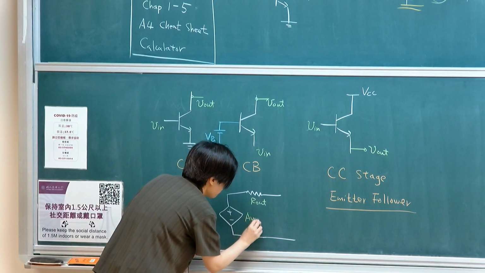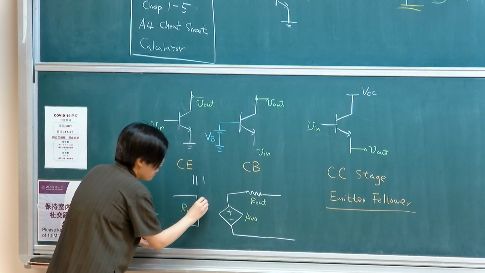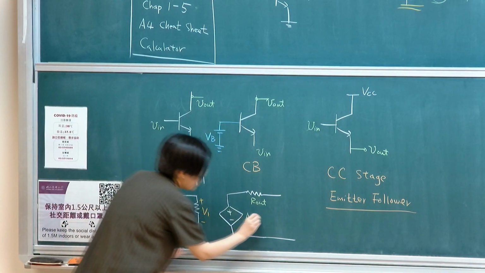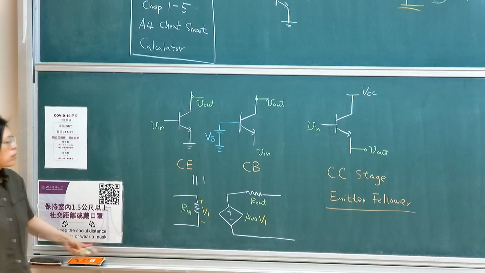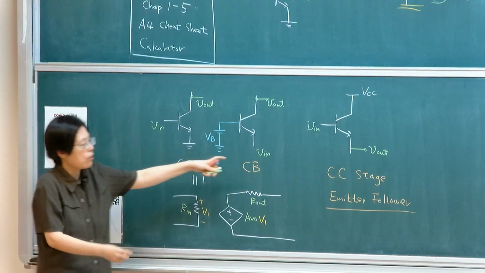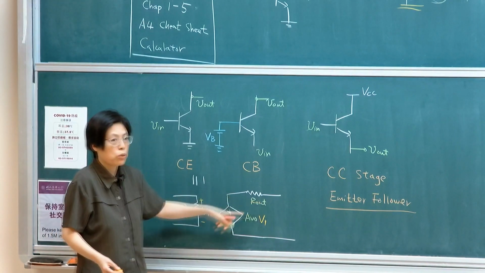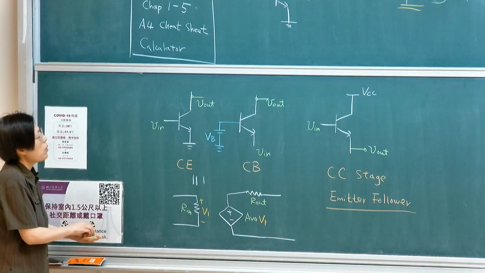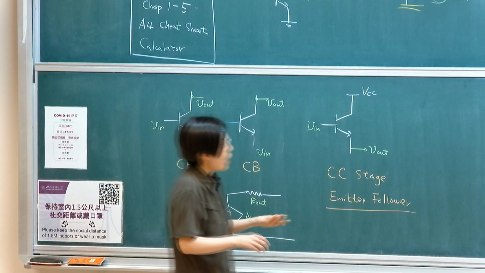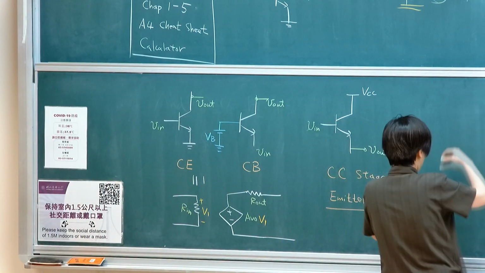Key parameters: Rin, AVO, and Rout, and the voltage dependency is this Vin. Okay? So if I want to make all these circuits equivalent to a two-port model, I need three parameters to define this model. So for common emitter stage, we have already built our model.